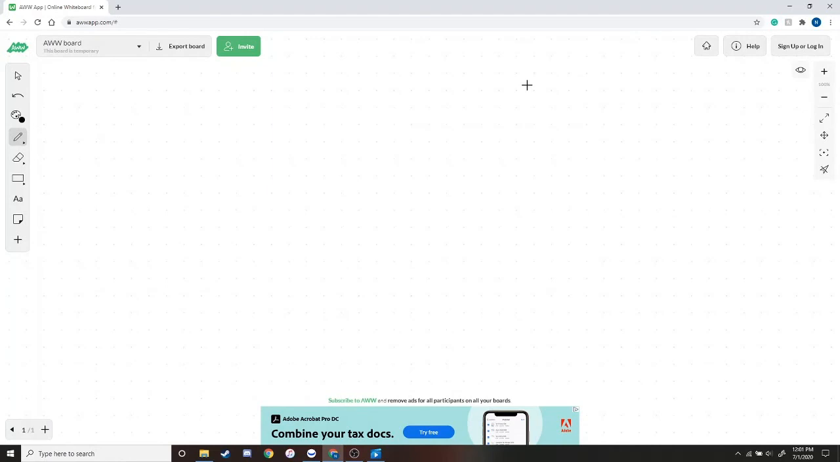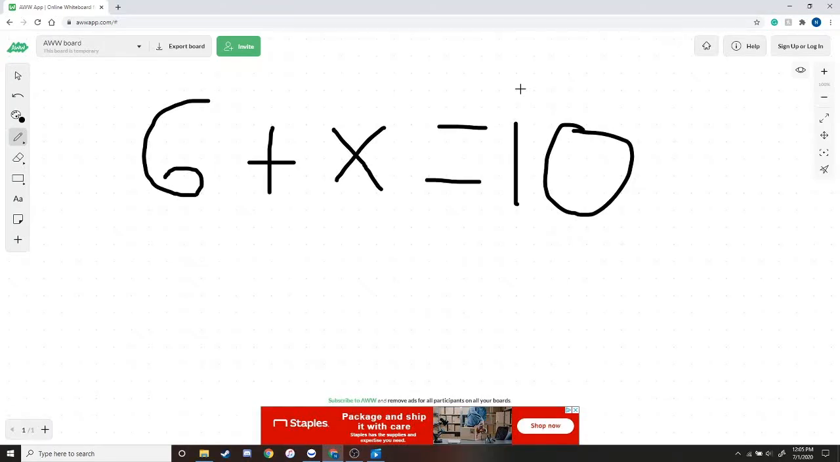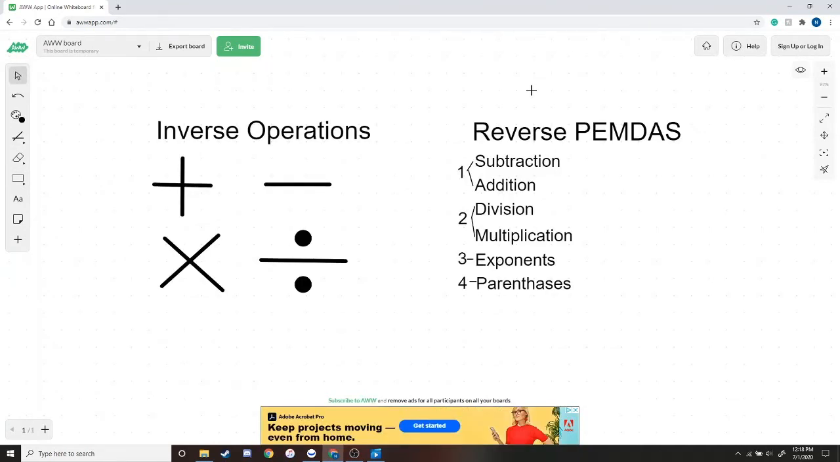A variable is a number that can change, or a specific unknown number. For example, imagine you have 6 apples, but you want 10. You're unsure about how many more apples to collect, so you can have 10 apples total. By creating an equation with a variable, you can find out how many more apples you need. To solve for a variable, you must understand two important concepts: inverse operations and reverse PEMDAS.